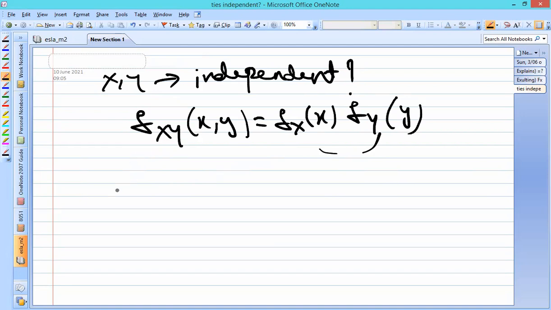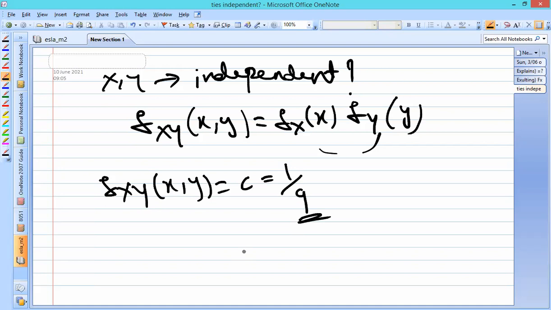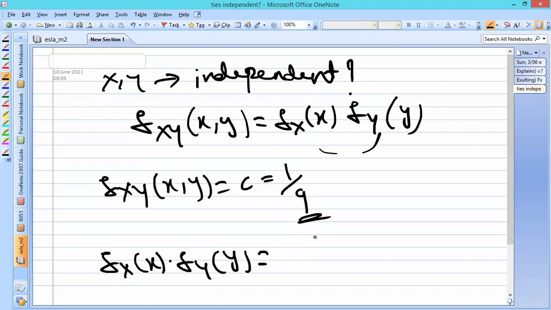So from the given statement, we have seen that the PDF fxy of x comma y was given as c, which is nothing but 1 by 9. So this is the value of fxy of x comma y. So now if you consider fx of x into fy of y, what have you obtained for fx of x? The marginal PDF you calculated, not the CDF. 1 by 3. Yes, 1 by 3 into 1 by 3. So since 1 by 3 into 1 by 3 is nothing but 1 by 9.